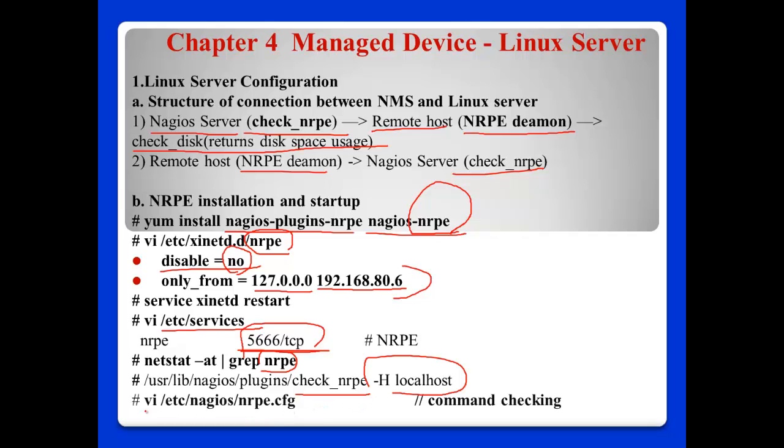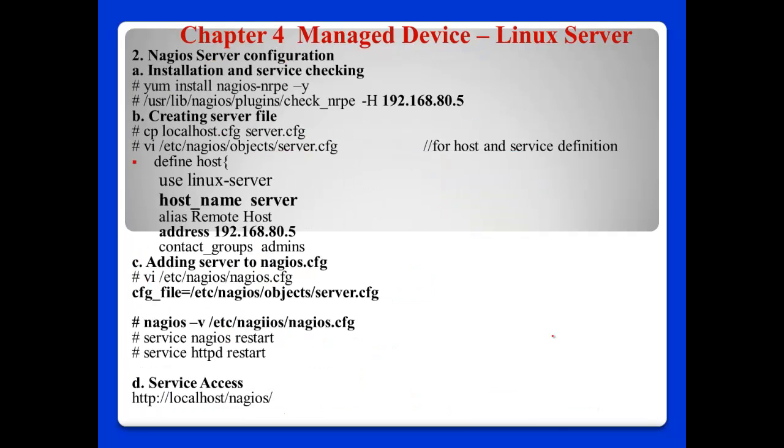And after that, we need to configure this file, nrpe.cfg. We can check some of the commands. Okay, now we complete the configuration in the Linux server. And the number 2 here, we need to configure the Nagios server now.